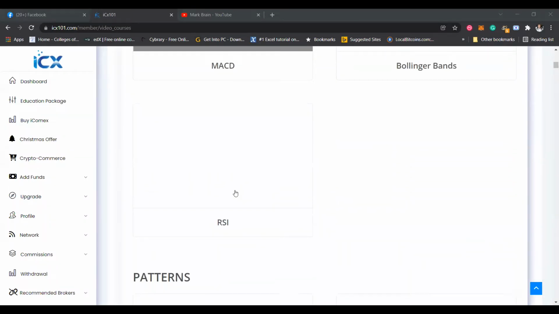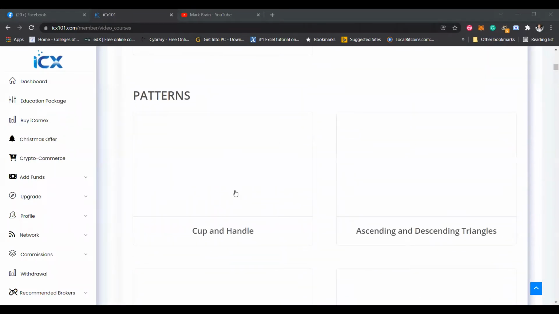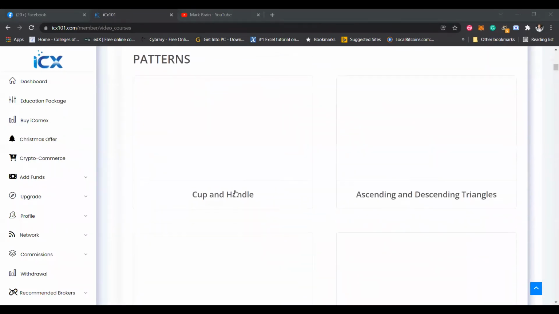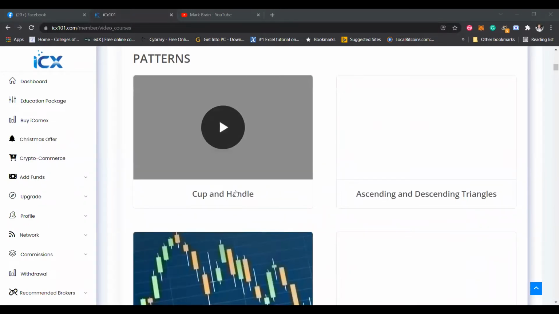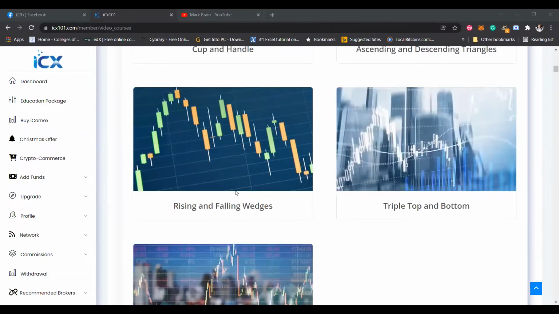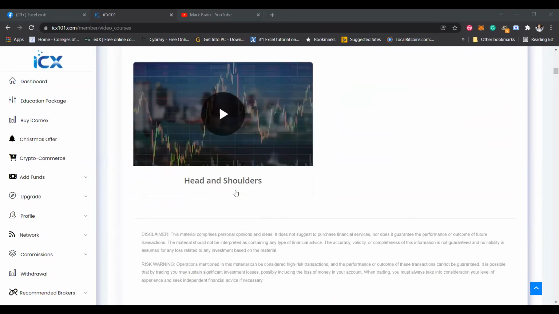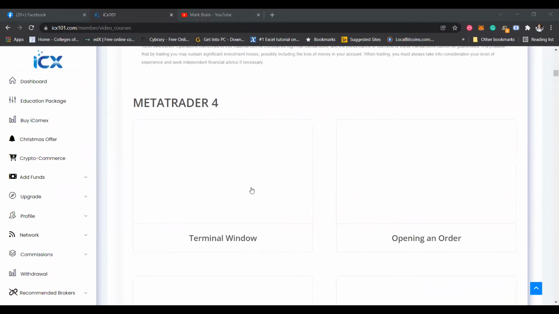Bollinger Bands, RSI. Then we have patterns. Under patterns, we have cup and handle, ascending and descending triangles. These are just names, all right? Now, as you go through, you will definitely see something you are conversant with. So let's go down. MetaTrader 4.